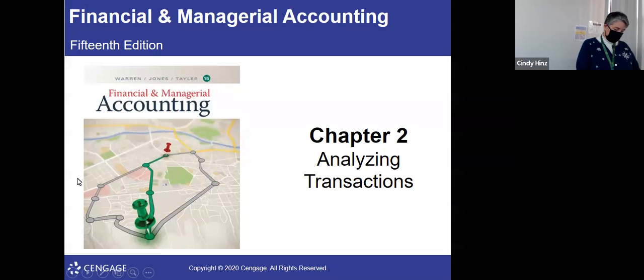But today we're going to actually start with what does this look like? How does information get into our accounting records in the analyzing transactions?